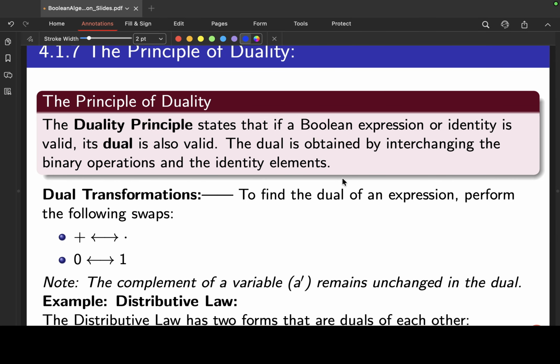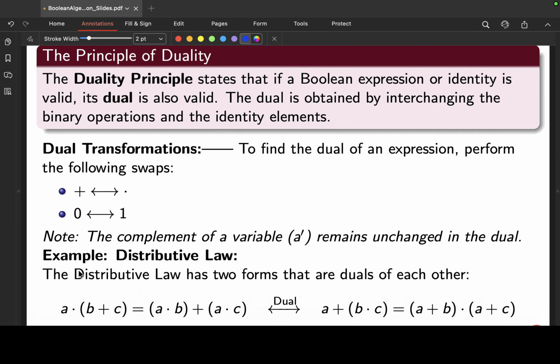states that if a Boolean expression or identity is valid, its dual is also valid. The dual is obtained by interchanging the binary operations and identity elements. That means to find the dual of an expression, perform the following steps: plus to dot or dot to plus, 0 to 1 or 1 to 0. The complement of a variable, a dash, remains unchanged in the dual.